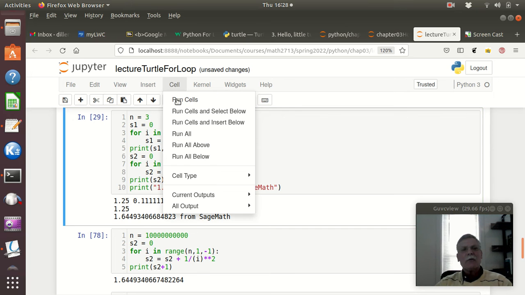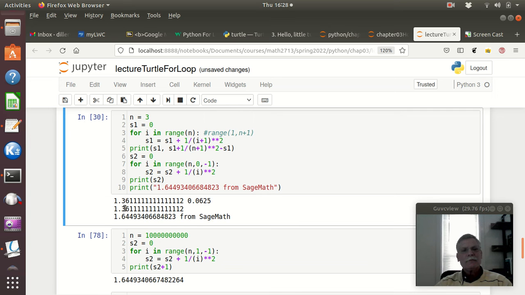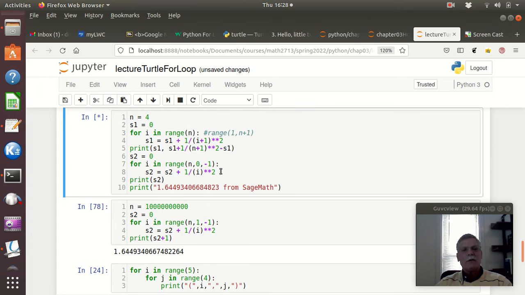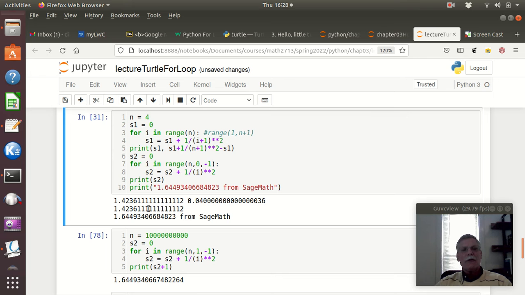So there's 2, here's 3, and I run that one, and you see they're both the same number still. I'm looking here to see they're both the same number. 4, run that, and they are still both the same number. And I'm adding just 0.04 and then some stuff at the end. So now let me take it up to 10.